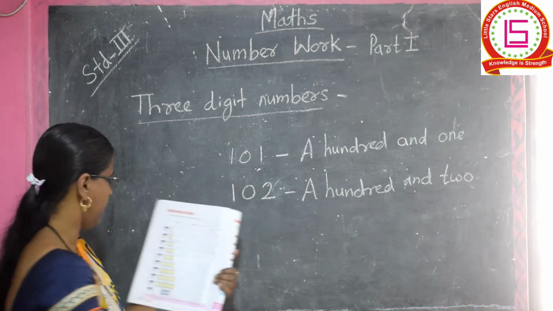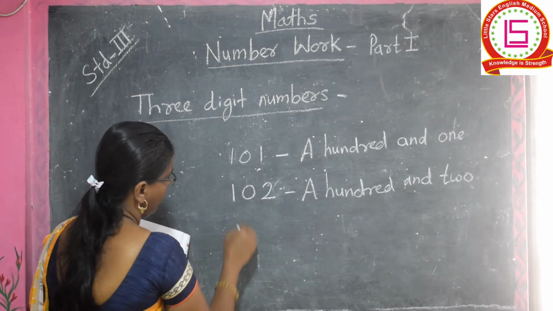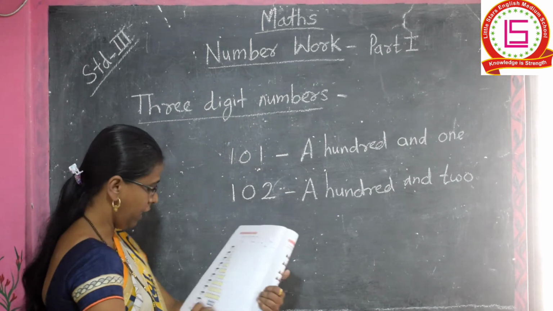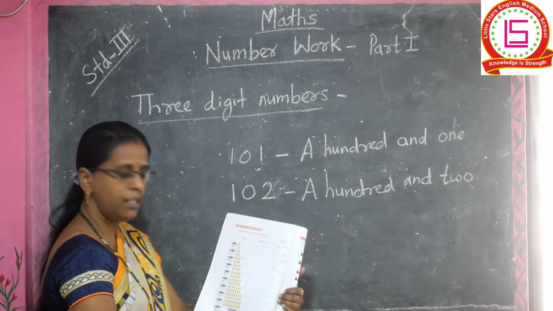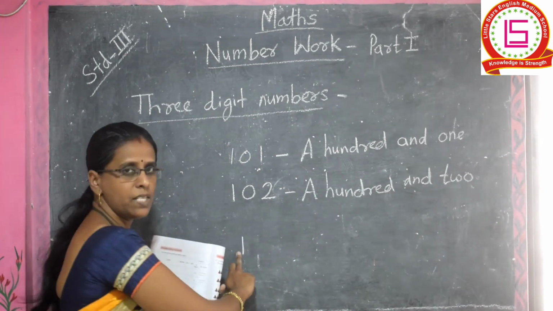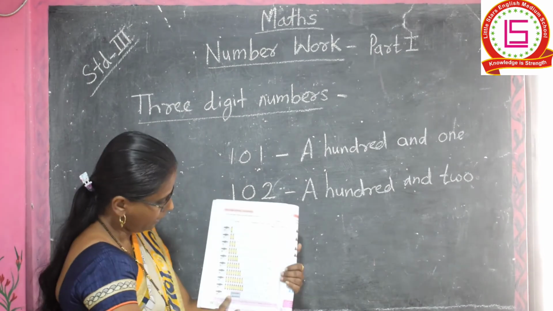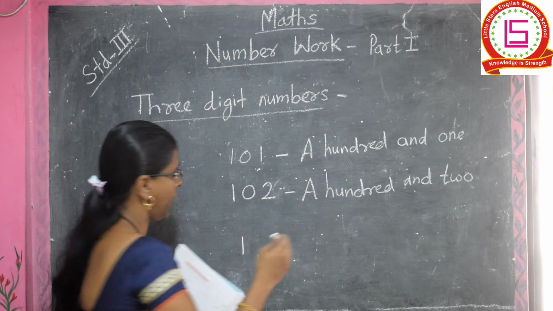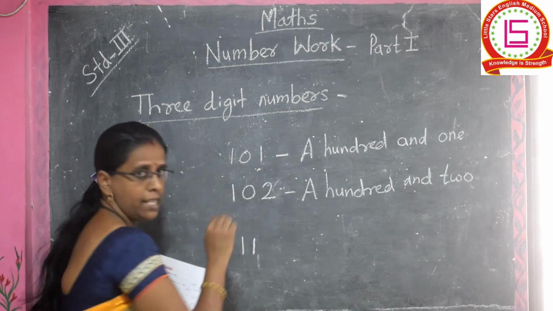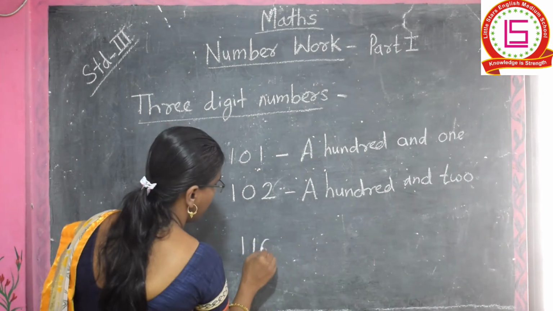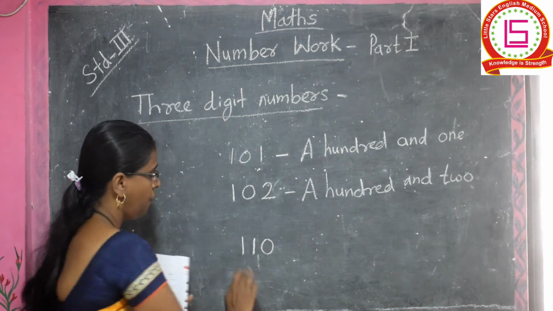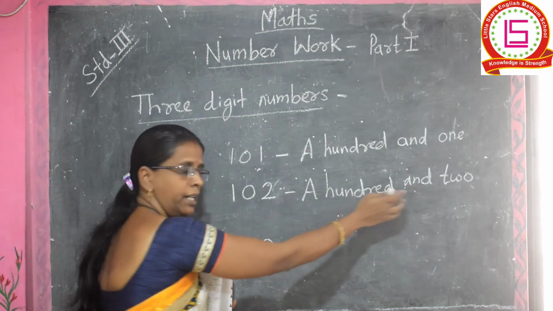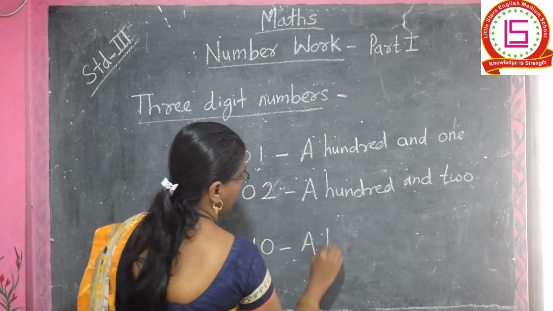In the last picture, one box is here, so we write at the 100 place 1, and there are 10 crayons present. 10 crayons means 1 tens, and at the unit place 0. So it is 110.